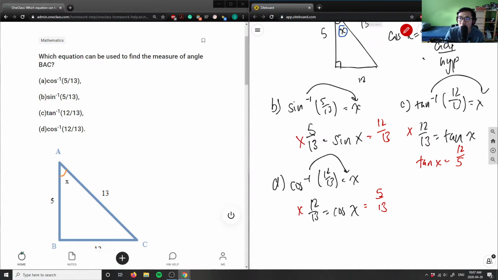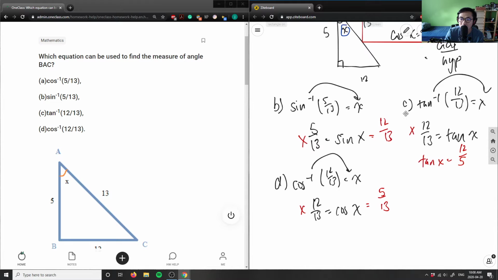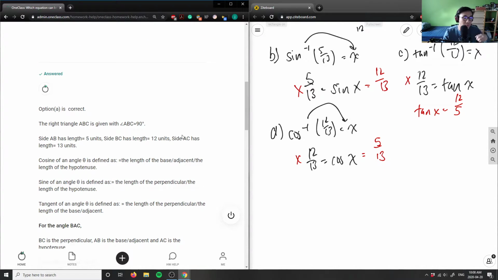So in this case, A is our correct answer here. So let me just box that, which means A here is our correct answer. Cos inverse of x equals 5 over 13, which means A here is our correct answer. So let's check the solution. Option A is correct, so they got that right.